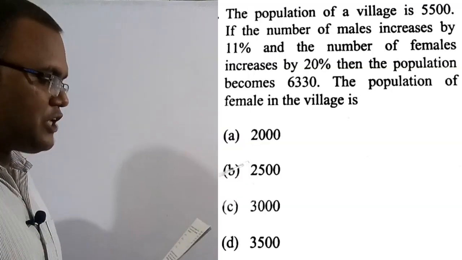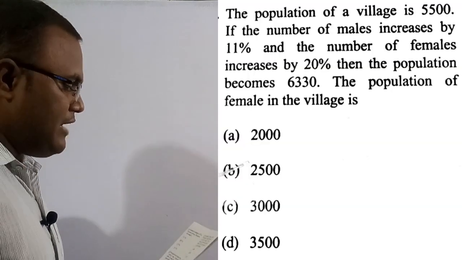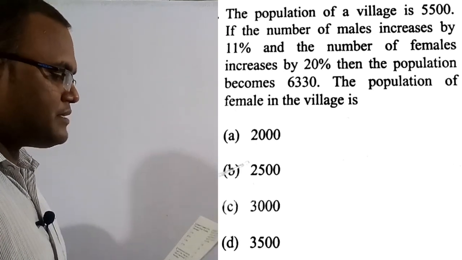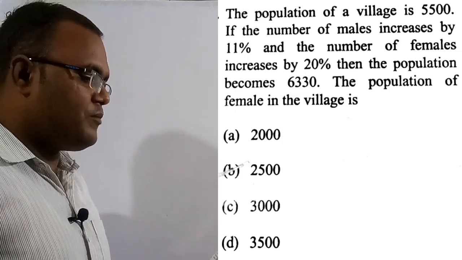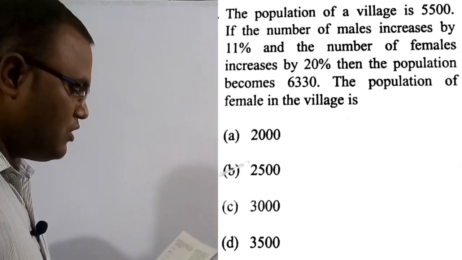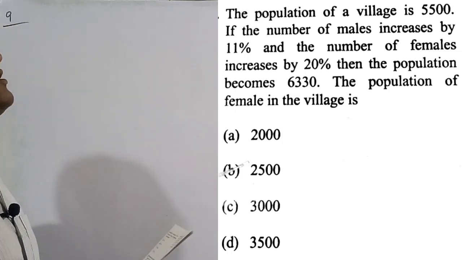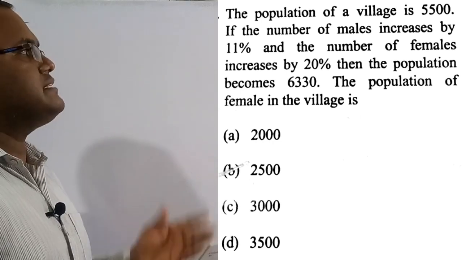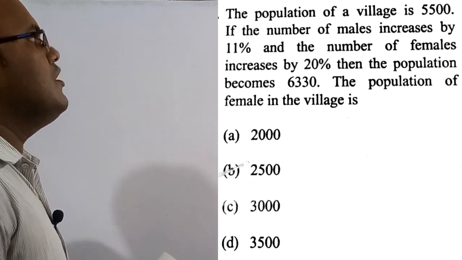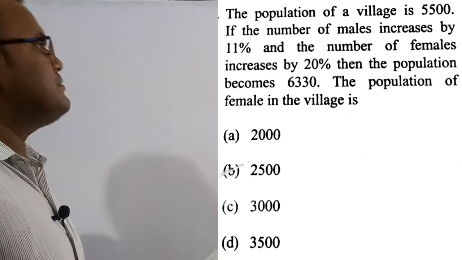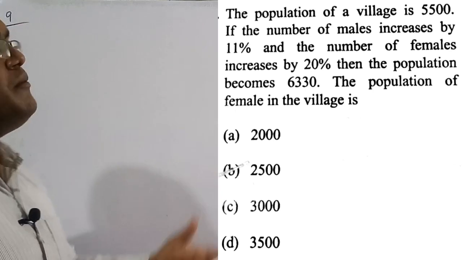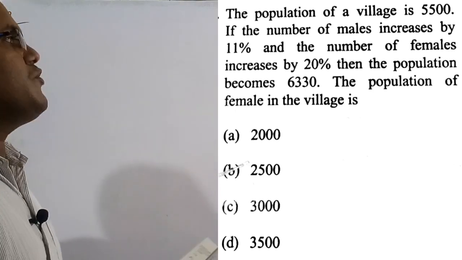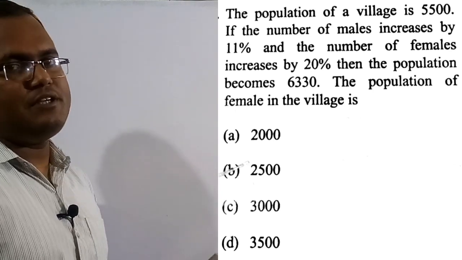So now we are going to solve the 9th question. See the question here. The population of a village is 5500. If the number of males increases by 11% and the number of females increases by 20%, then the population becomes 6330. So the population of the female in the village. So basically initially males and females total population is 5500. So the male percentage is increased by 11% and the female percentage is increased by 20%, and then the new population will become 6330. So we have to find what is the female population originally.